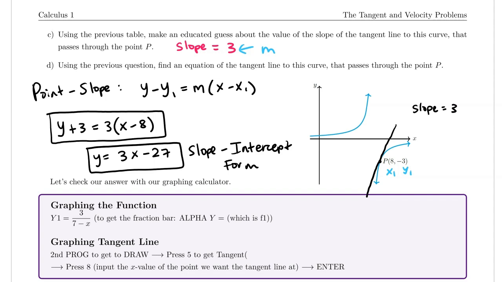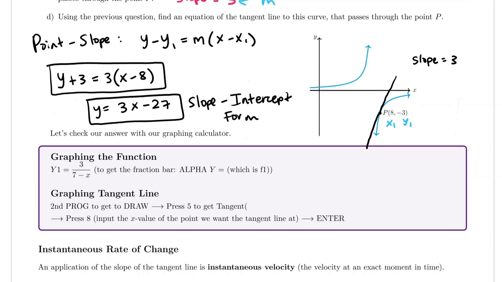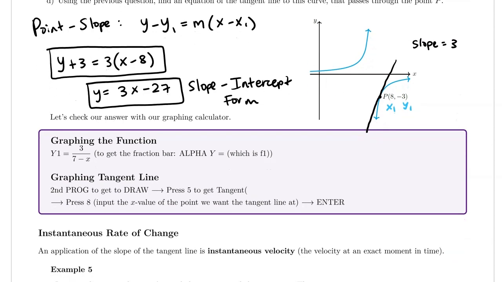Let's go ahead and check our answer now with our graphing calculator. And this purple box here kind of illustrates how we can do that. So we can graph this function here. And like I said earlier, we could press alpha to get the fraction bar. And then let's see what happens from there.